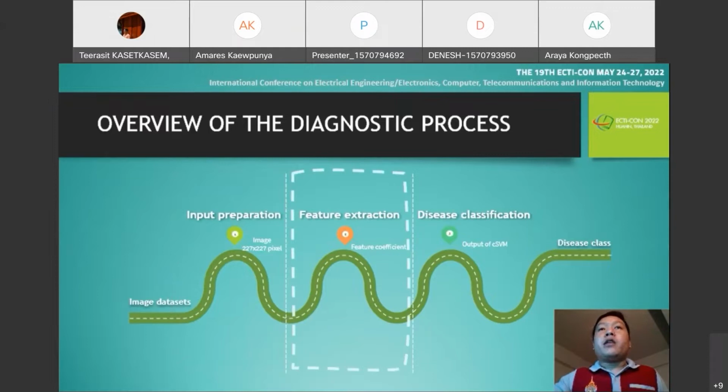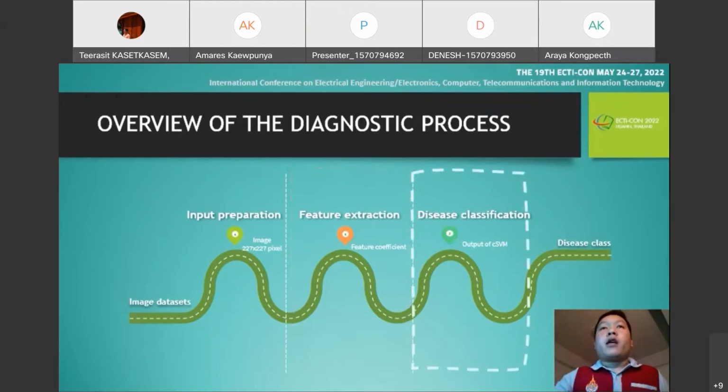After that, the input is sent to the feature extraction process to get the best features of the disease selection. The input is processed through the convolutional filters that have been designed for AlexNet. And finally, the feature coefficients that we got from AlexNet will be used to build a classification model to predict the output by support vector machine.